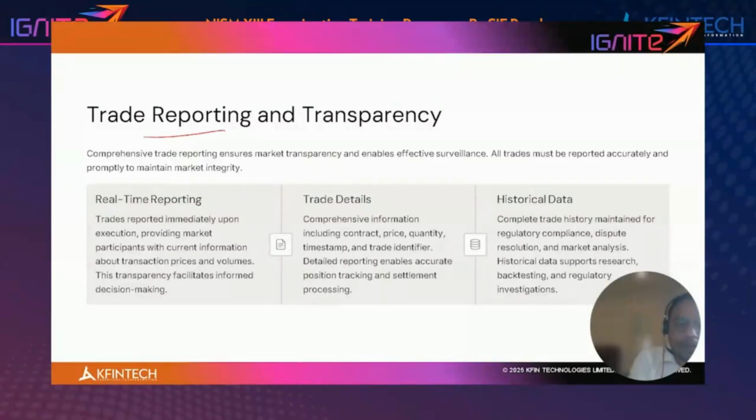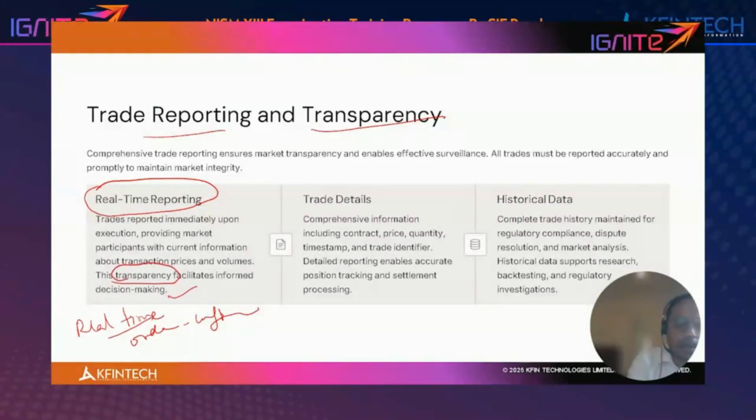Finally, trade reporting and transparency. Real-time reporting is required. Why? Because these are real-time trades. You're placing the order and immediately you're getting the confirmation. So you need transparent reporting. You need to report it back in a transparent manner. And whenever the orders are coming back, they are coming with the timestamp, like 11:02, 57 milliseconds, the order was placed. So it will come with a timestamp and a date stamp.